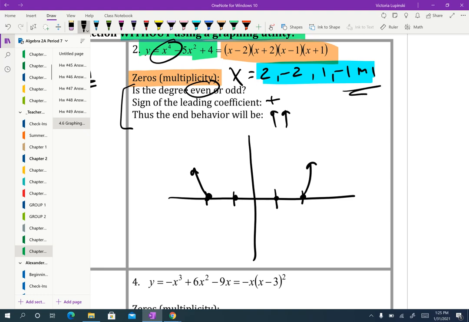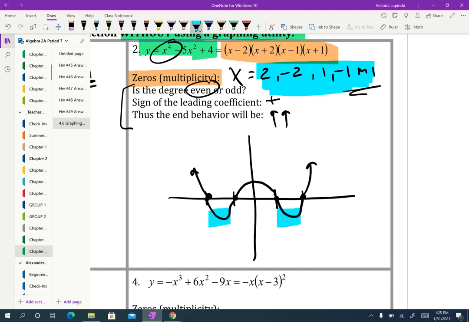Each of these are multiplicity 1, which means you're going to be crossing. So cross through the -2, go down a little bit, then back through the -1, go up a little bit, then back down through the -1, and back up through the 2. Again, because you have x-intercepts that are equally spaced on the left and right side, that's how you know that your graph should really be symmetric. Those two humps should be even as far as how low they go.